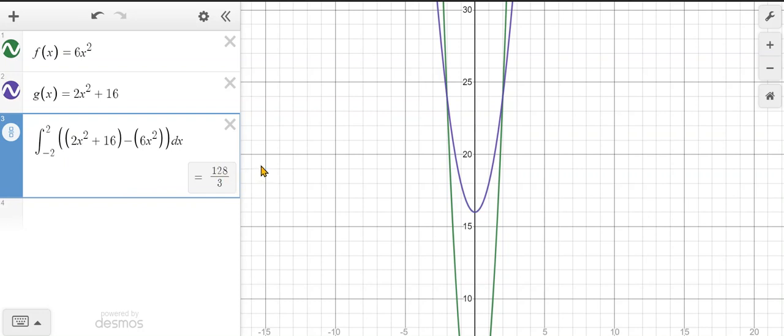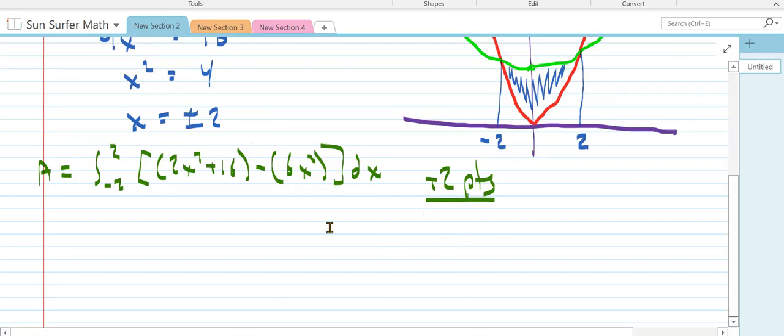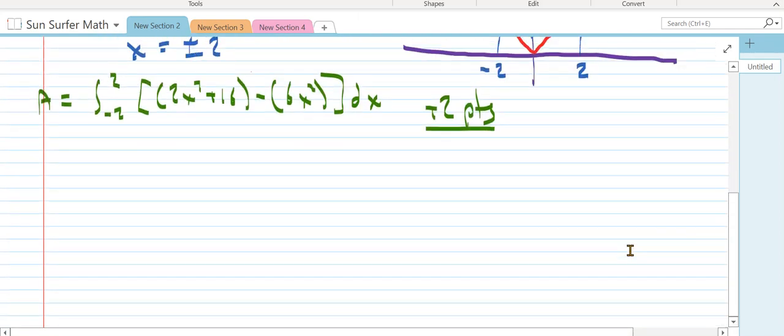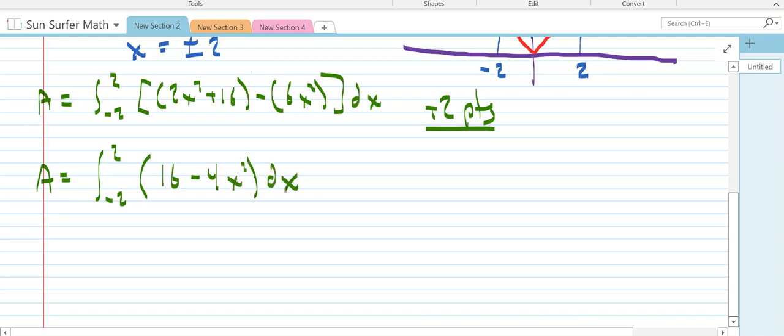All right, well, now we can go and we can integrate this and see what we get. So the next step here would be to clean up the basic integral. So to do that, we have 2x squared minus 6x squared would be a -4x squared and a 16. So I'm going to write this as 16 minus 4x squared dx. Now this is what I want to actually integrate.